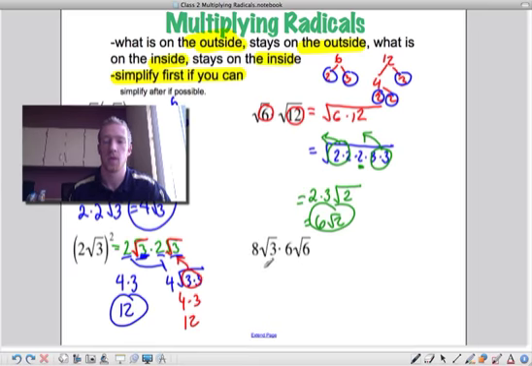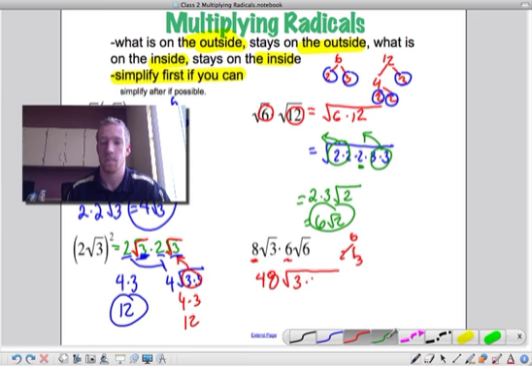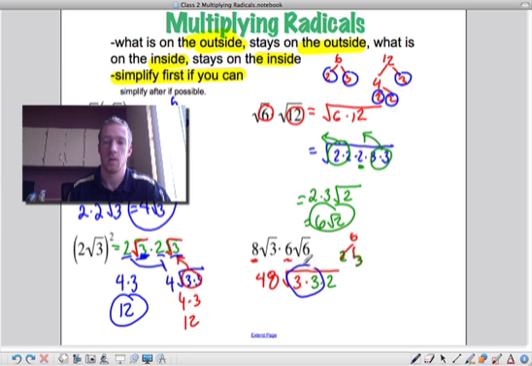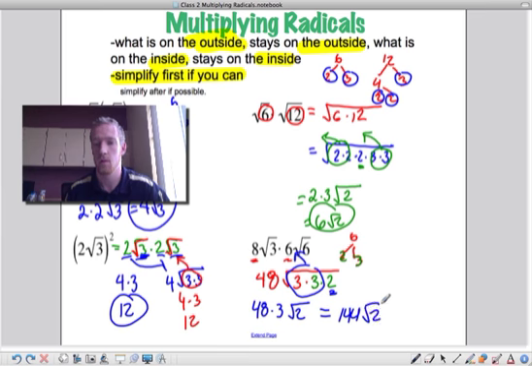So here, multiply the outsides. We get 8 times 6 is 48. And then underneath we have a 3, and that 6 is a 2 times 3. So I'm going to write 3 times this 3 and this 2. So now there's my pair. Circle the 2, take 1 out. So I got 48 times 3. And I've got that root 2 left. And then 48 times 3 is 144. So that's 144 root 2. Done.